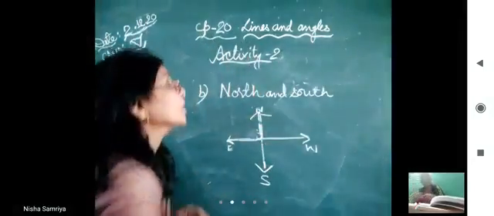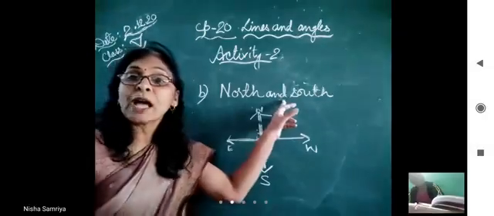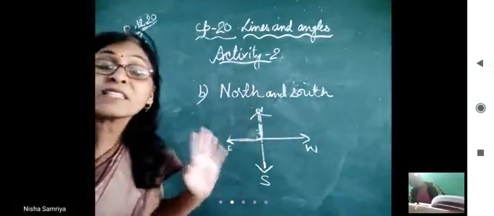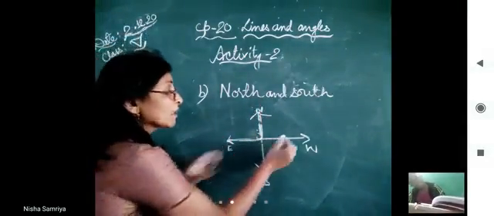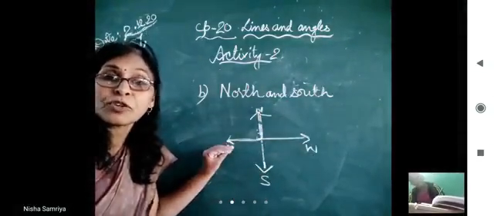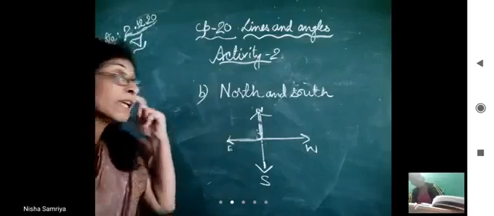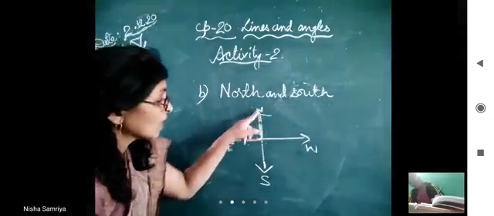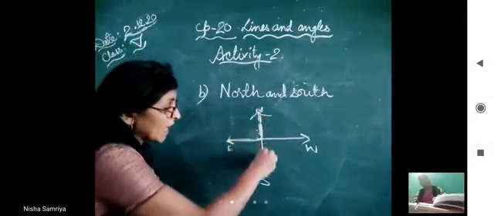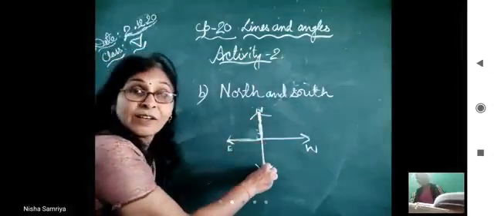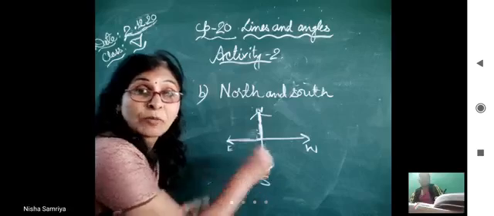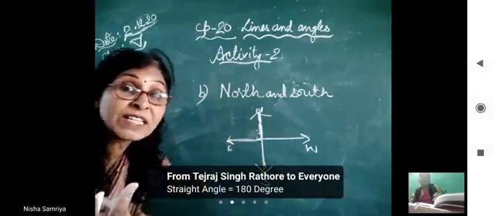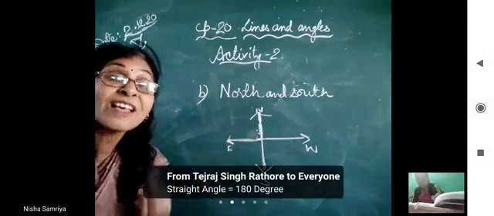In north and south, which kind of angle is formed? Now again, the 4 directions you should draw, and you see north and south. This is north and south. That is a 180 degree angle formed. It means which kind of angle is this? That is a straight angle.